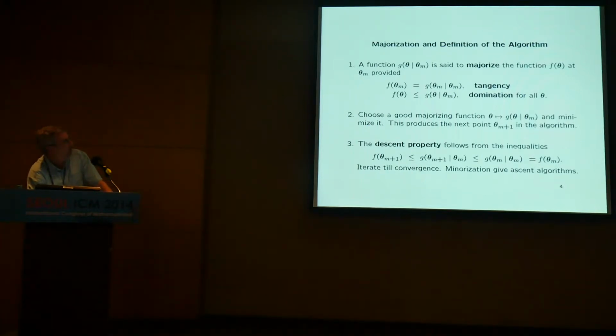And the descent property flows directly from the definitions, from the tangency condition, the domination condition, and the definition of the next iterate. And you simply now iterate until convergence. If you minorize, so you're putting the function below instead of above the objective function, then you get an ascent algorithm rather than a descent algorithm.